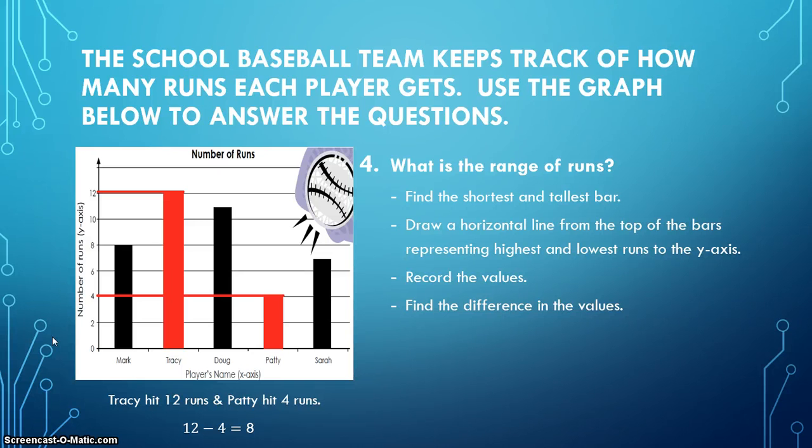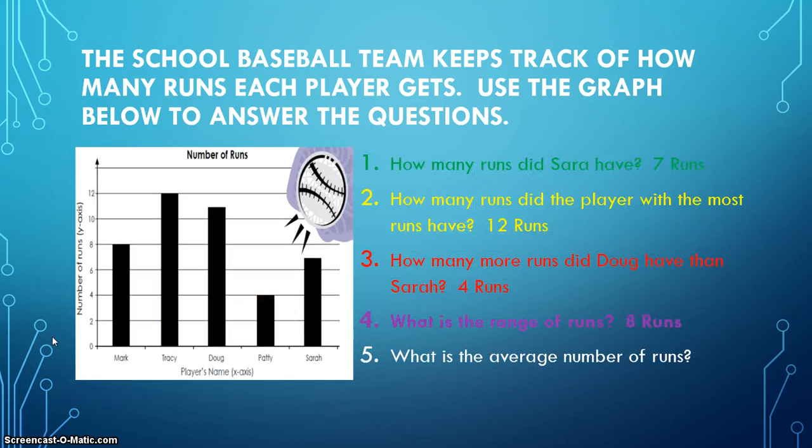So to find the range, we found the tallest bar and the smallest bar, drew our horizontal lines to figure out the values, in which case the tallest bar was 12, and the smallest bar was 4, and just subtracted and ended up with 8. So our answer here is 8 runs. So our range is 8 runs. So what is the range of runs? It's going to be 8 runs.